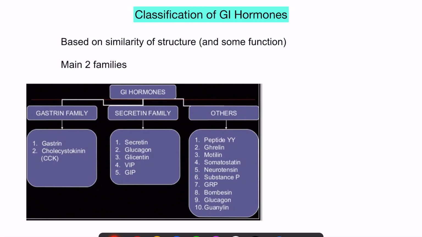Now, these GI hormones, based on structure and function, have some similarity in structure and function. So they are classified mainly into two families, the Gastrin family and the Secretin family. And there are others which cannot be classified in any of these families, so they are kept in others. In the Gastrin family, we have Gastrin and CCK, which have similarity in structure. Then in the Secretin family, we have 5 hormones: secretin, glucagon, glicentin, VIP, and GIP. And the rest of the hormones all fall in the others category.